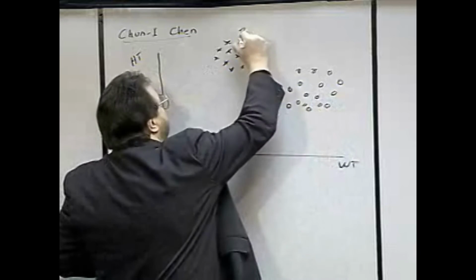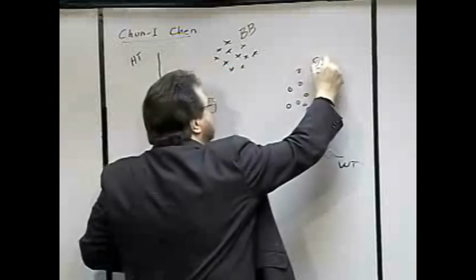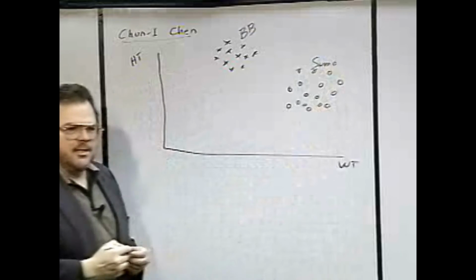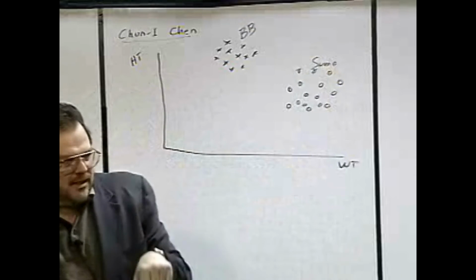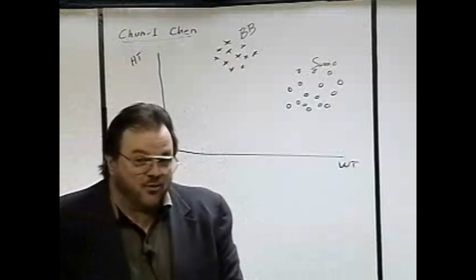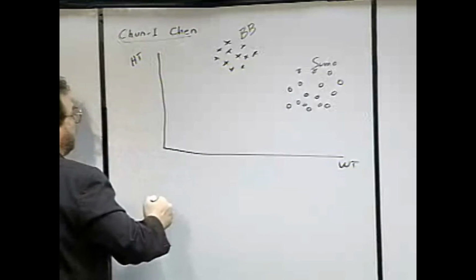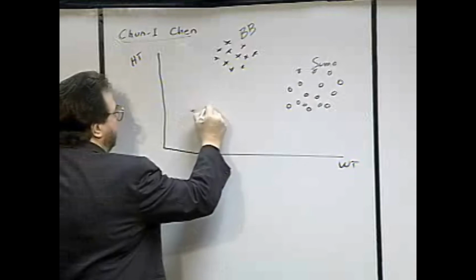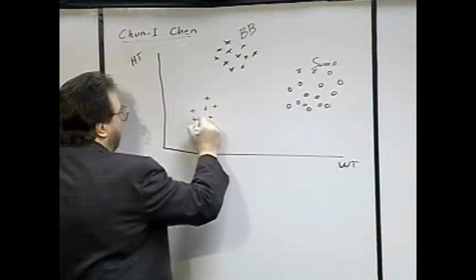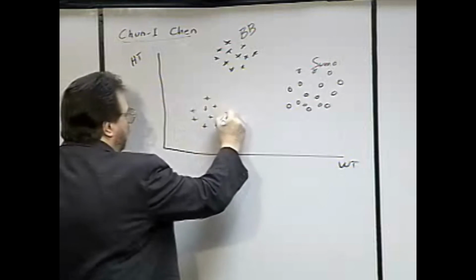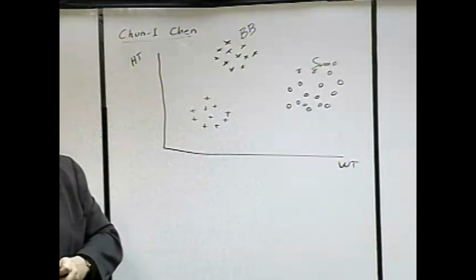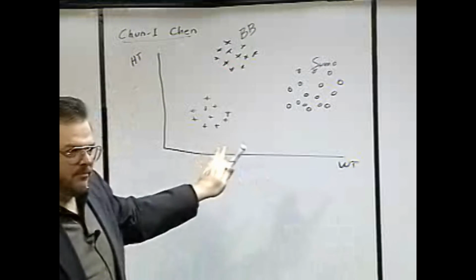Okay, so these are the basketball players. These are the sumo wrestlers. And then the next thing we come to is jockeys, you know, the guys that ride the horses. Short and light, right? Because they need to be short and light in order to ride the horses. So down here is the jockeys. Wouldn't you agree? So this might be our training set.